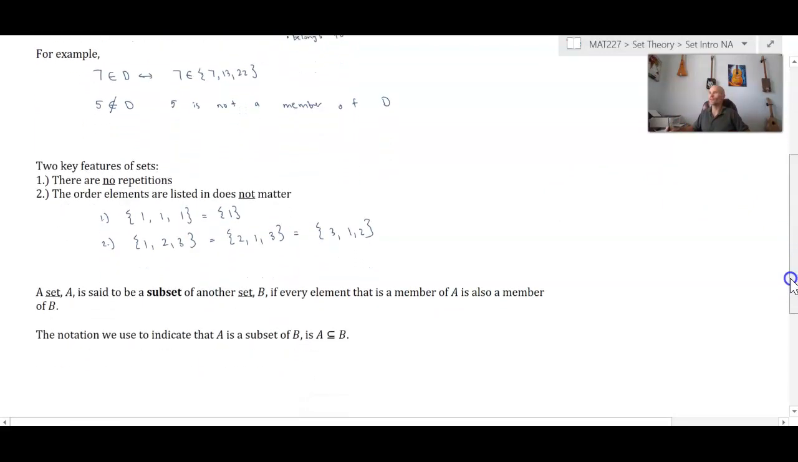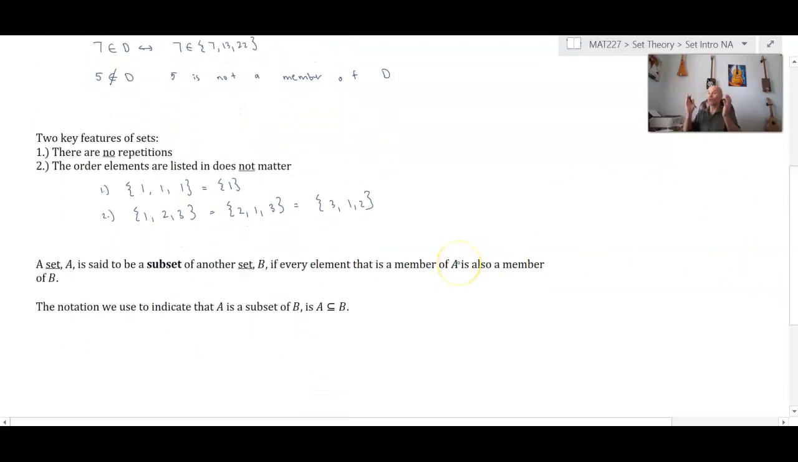Okay, so those are the two features of a set. We can also relate two sets to one another. So a set A, in generic terms, is said to be a subset, sub meaning within or a part of another set B, if the following condition holds. Every element that is a member of A is also a member of B. And if A is indeed a subset of B, we use this symbol here that looks like an elongated C with a line under it.